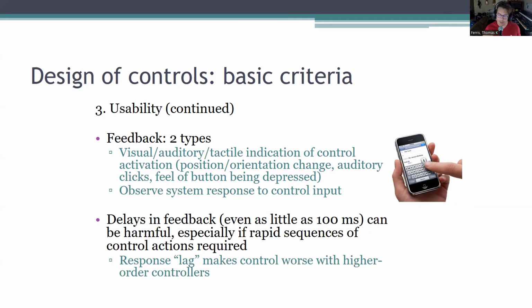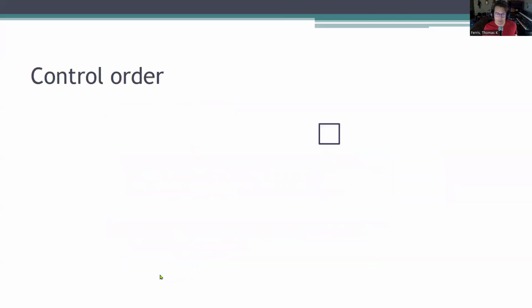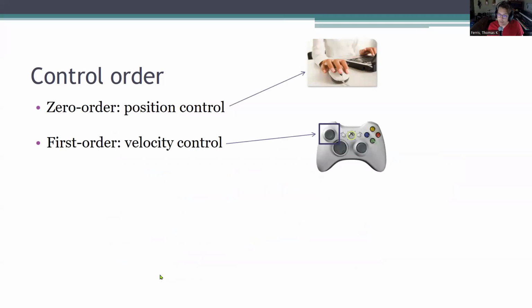But what's interesting is the nature of the control has a lot to do with how much delays will impact it. So with higher order controllers, which I'm going to introduce in a minute, this response lag or any sort of delay becomes increasingly costly. So the higher order the control, the more that delays are costly to performance. And this is what I'm talking about with control order.